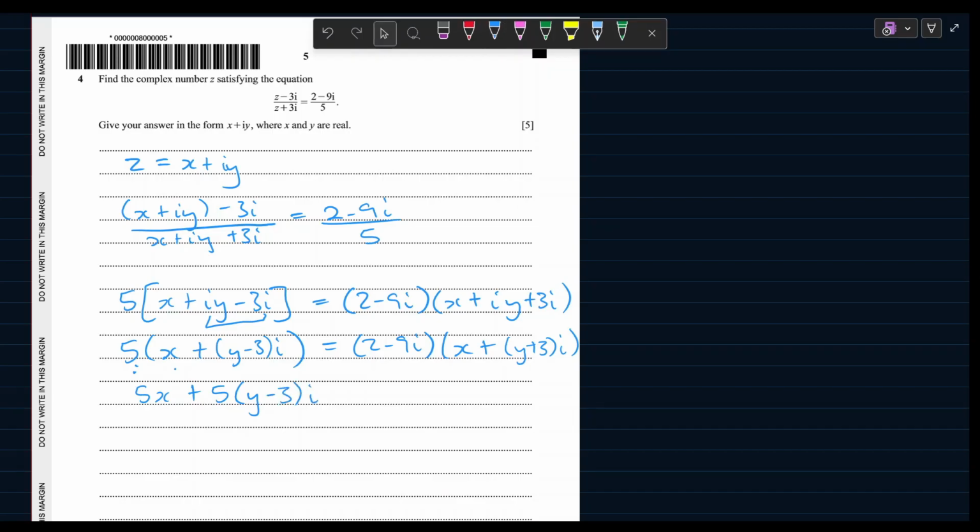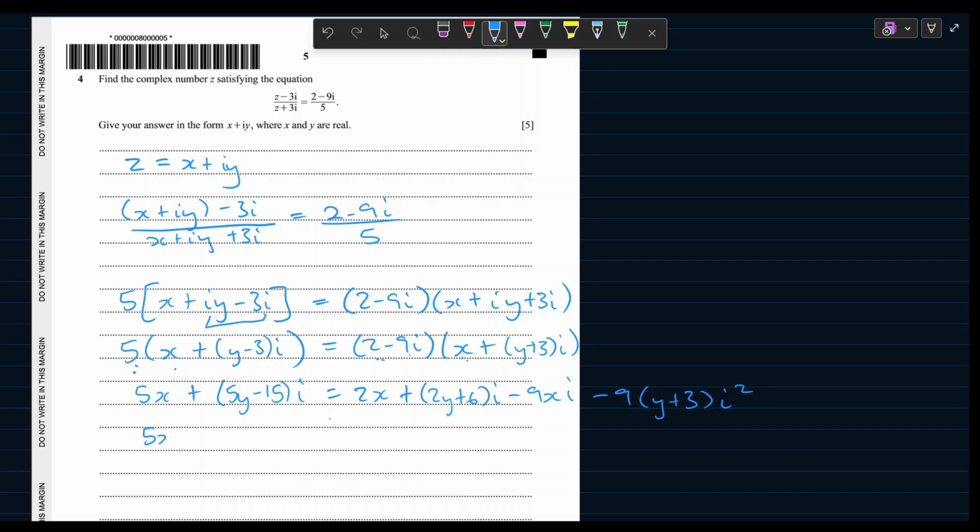In fact, I think I'm going to multiply through with the 5 inside of the bracket, so that is 5y minus 15i, and this is equal to, we're going to do, 2 times x, 2x, 2 times y plus 3 plus i, so that gives us 2y plus 6i, and then we've got negative 9i times x, so negative 9xi, and then negative 9i times y plus 3i, so that's negative 9 times y plus 3, and then i times i, so i squared.